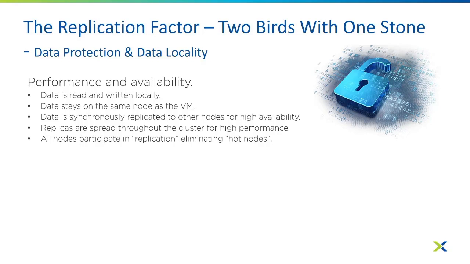So that means that all the nodes are participating in replication. Thereby, we're eliminating any hot nodes. We're eliminating any bottlenecks when it comes to protecting the data.